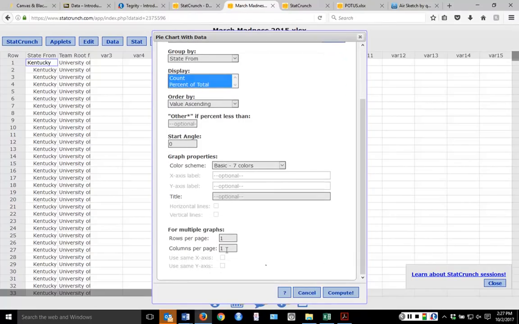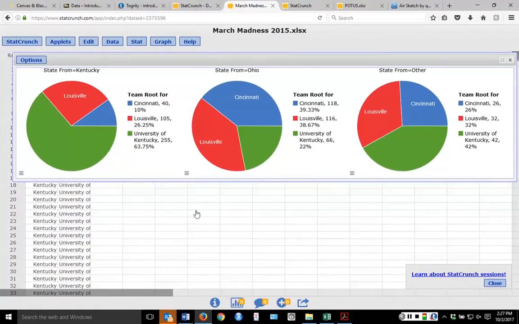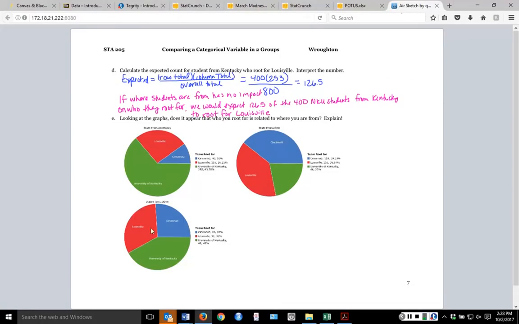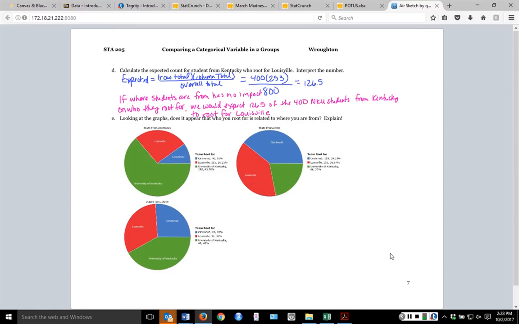And just so I can see them all side by side here, you can do that and see who they rooted for. So it's how we got the pie charts. So from looking at the pie charts, does it appear, first of all, that the pie charts are very different? So at least a couple of them appear to be pretty different, right?